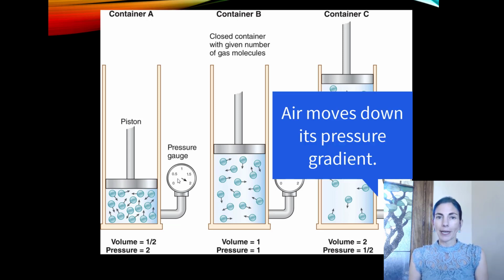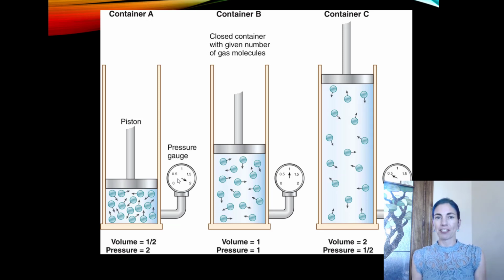Okay, so why are we even exploring this? Just like fluid, air moves down its pressure gradient. So we actually see this with weather in the atmosphere all the time. When you have a high pressure system and a low pressure system coming close together, it creates a lot of wind. In fact, that's one of the things that drives tornadoes. So air moves from high pressure to low pressure.